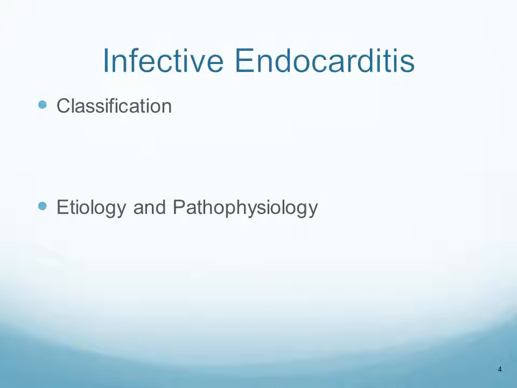Now let's take a look at the etiology, pathophysiology, and some of the classifications of infective endocarditis. So, what is it? It is an infection of the endocardial surface of the heart that includes the valves. It can be caused by a bacteria, a fungus, a virus. The most common infecting organisms are Staph aureus and Strep viridans. These are organisms that are commonly found in the mouth, on the skin, and in the GI tract.